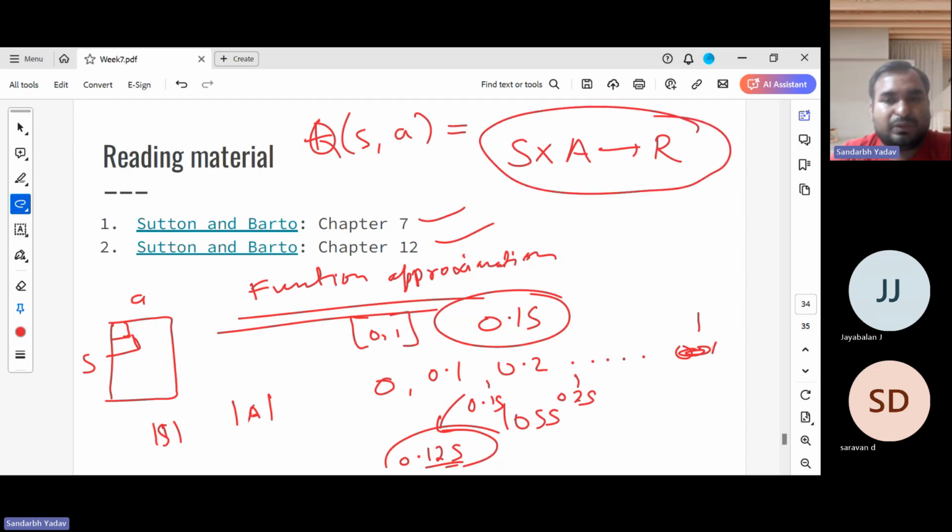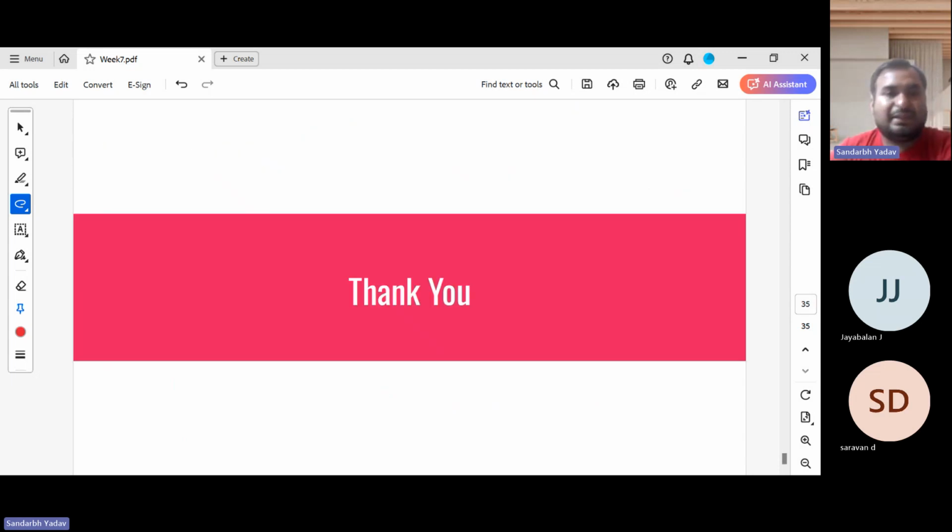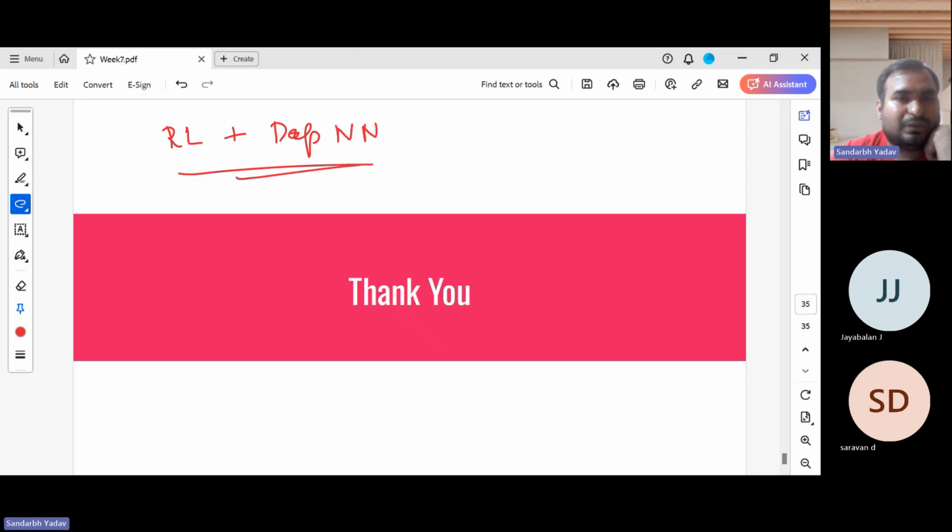There are ways of approximating these functions, and neural networks are one of the best function approximators. They are also known as universal function approximators because there are results that they can approximate almost any function given to them if there are proper activations. And recently there has been a lot of success. RL plus deep neural networks has achieved a lot of success in Atari games, and many other breakthroughs have happened. This is known as deep RL, where we combine neural networks with reinforcement learning and get very good results.